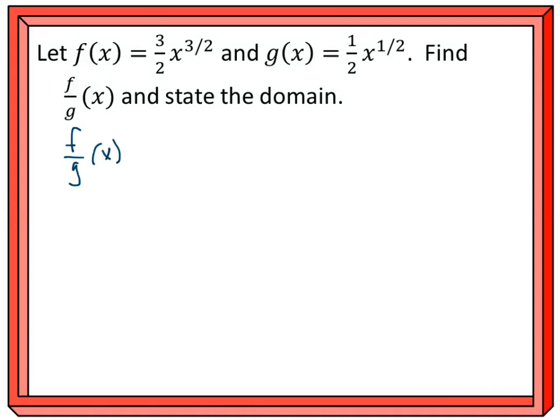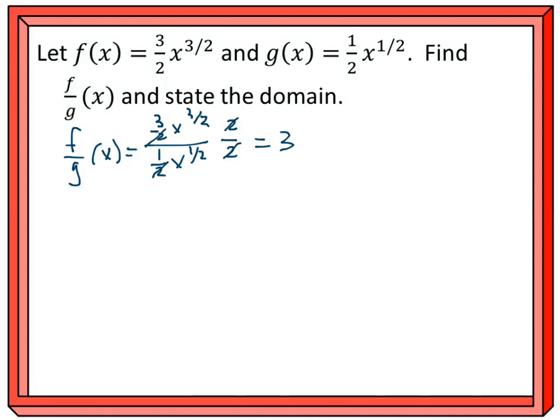And so I just follow exactly what it says. I put f on top, 3 halves x to the 3 halves power, divided by 1 half times x to the 1 half power. Now I just have to simplify this. Okay, so first the fraction. It's a complex fraction, so I'm going to multiply the top and the bottom by 2, and that's going to get rid of these 2's here. And I'm just left with 3 over 1, which is just 3.